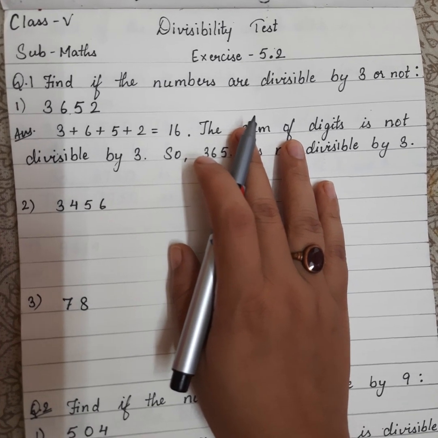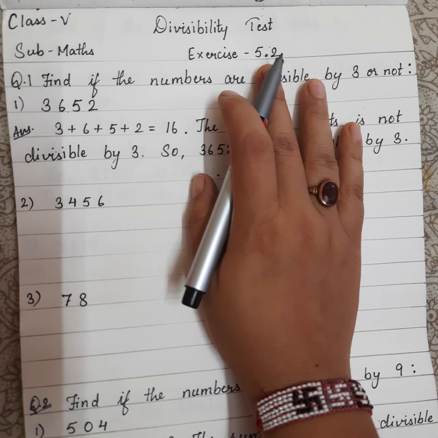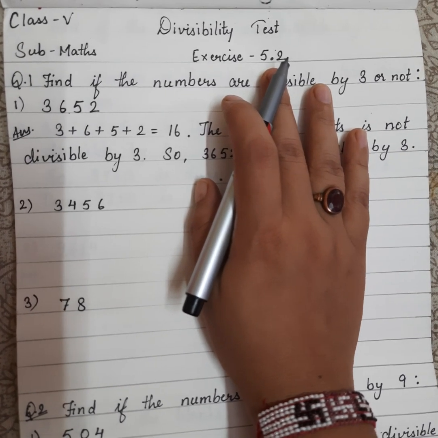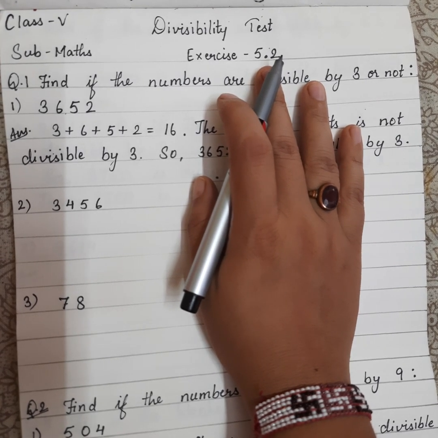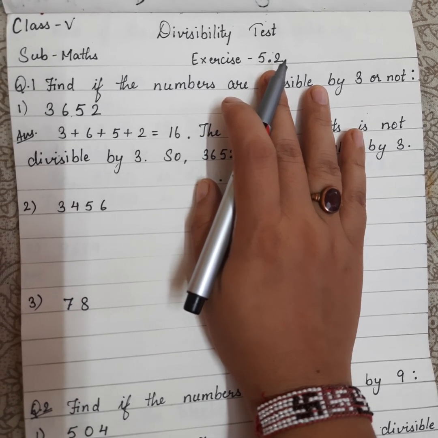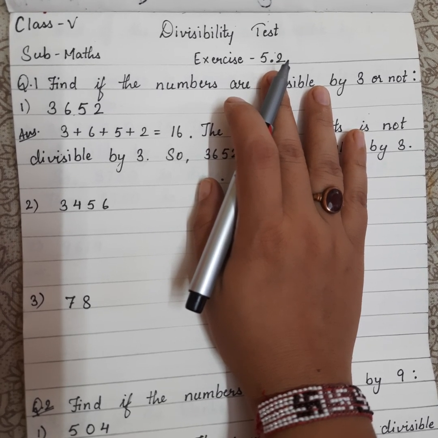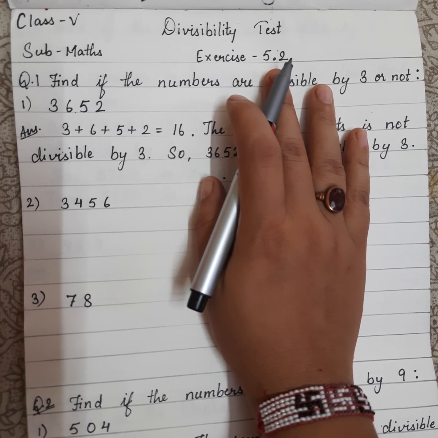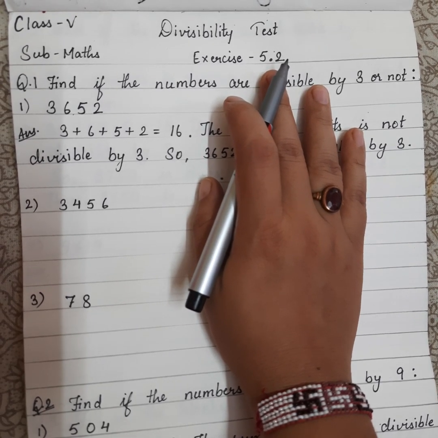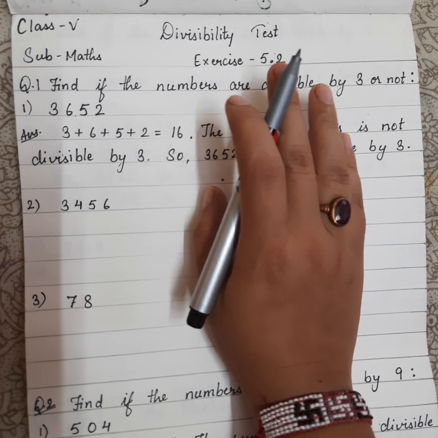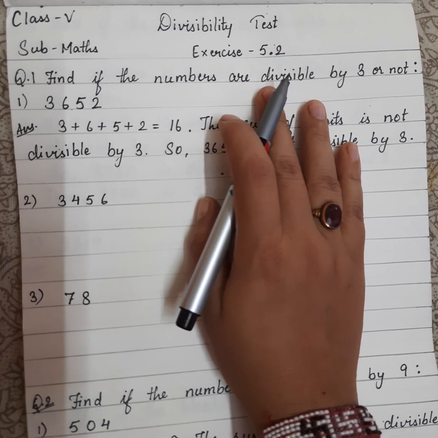So, today we are going to start exercise 5.2. 5.1 we have already done, and also we have seen the rules of divisibility by 2, 5, 10, and then on the second part we have already also seen divisibility by 3, 6 and 9. So I hope you have watched that video and that rules are clear to you all. So based on that rules, today we are going to do this exercise.